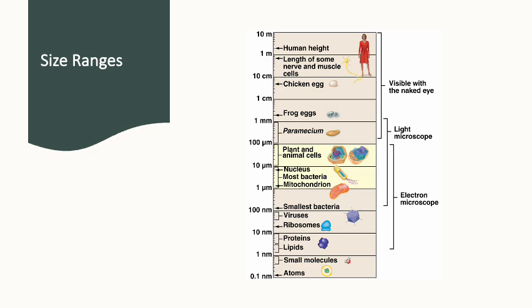To get a sense of scale, it helps to move from large to small. Humans are on the meter scale with an average height of about 2 meters. Some nerve and muscle cells can actually reach close to a meter in length. A chicken egg is several centimeters long, while frog eggs are only a few millimeters. Single cell organisms like paramecium fall in the 1 micrometer range, along with most plant and animal cells. As we move smaller, we find structures like the nuclei, mitochondria, and bacteria, followed by viruses, ribosomes, proteins, lipids, and finally the individual molecules and atoms.